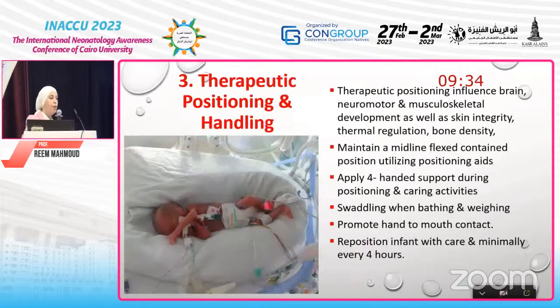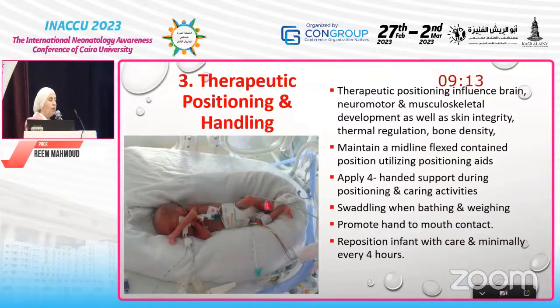The third core measure in the neuroprotection bundle is therapeutic positioning and handling. It is considered a cornerstone in the care of extremely low birth weight babies. Therapeutic positioning influences the brain, neuromotor, and musculoskeletal development, as well as skin integrity, thermal regulation, and bone density.